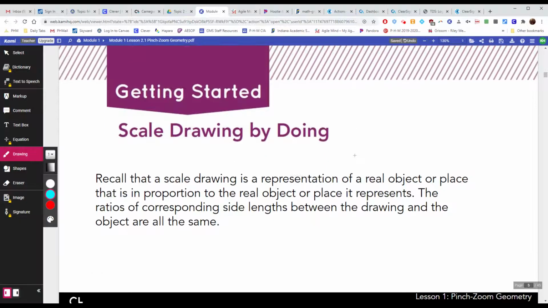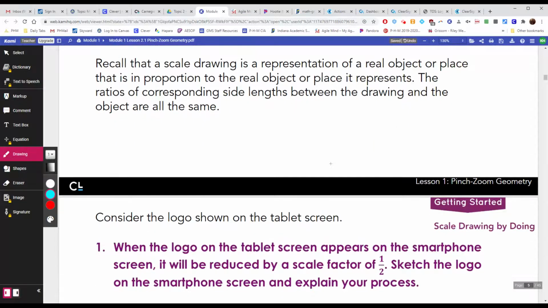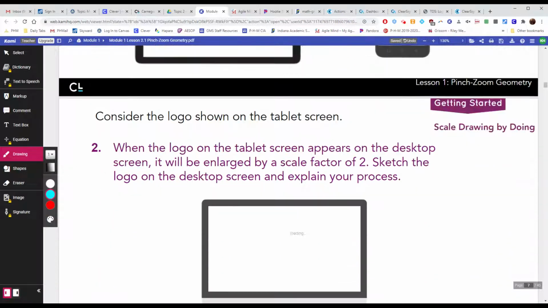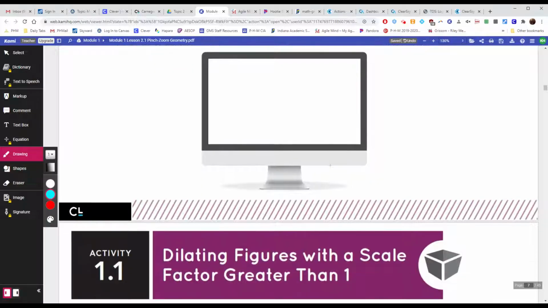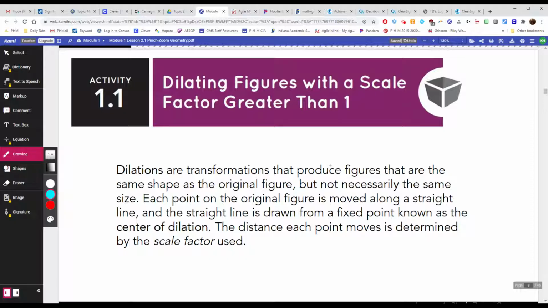The getting started begins on page 110 of your book. I'm going to let you do that on your own. So at this time, pause the video and go ahead and do the getting started on page 110 and 111. And now let's talk about dilations.